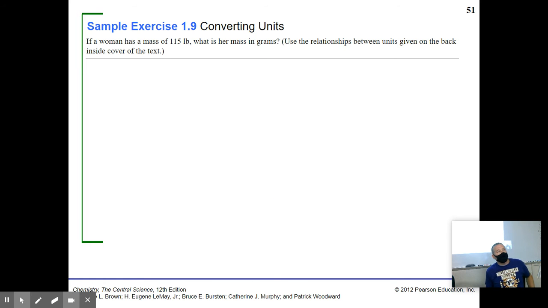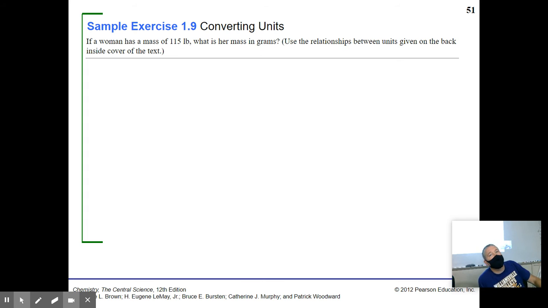Let's look at some examples here. If a woman has a mass of 115 pounds, what is her mass in grams? Now, it says use relationships between units given on the back inside cover of the text. And if you look there, you should see a whole table of conversions there. But typically, I tend to give you the conversions, especially ones that are not necessarily used as often.